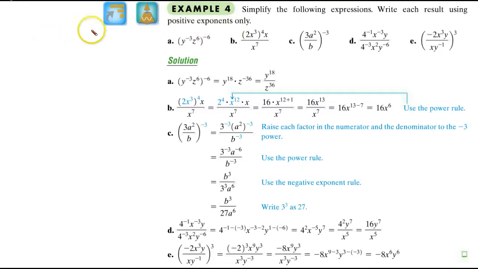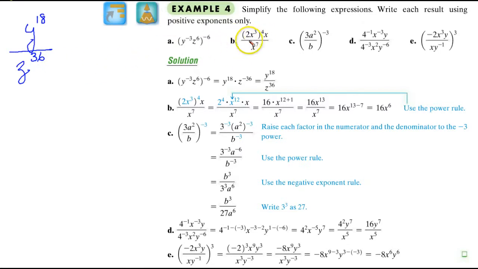So letter A here, we're going to go y. Now interestingly, the rules of multiplication and the signs apply. So this is going to be a -3 times a -6 gives me a positive 18. Now this is going to end up with a negative z to the -36 that I'll put in the denominator as a positive 36.